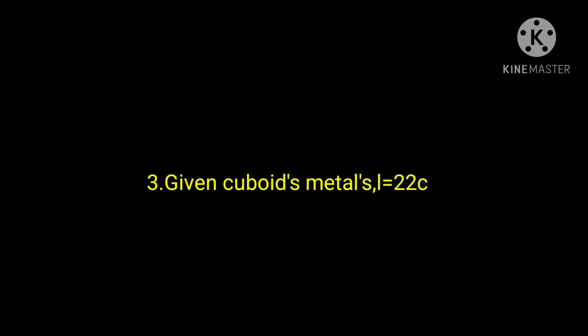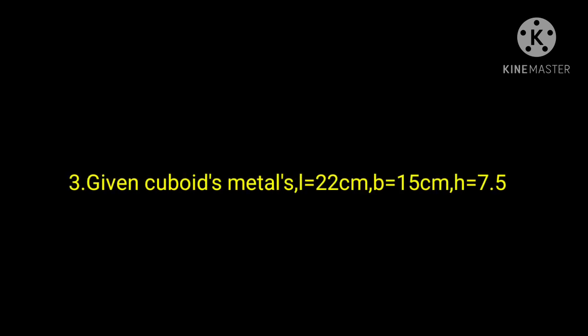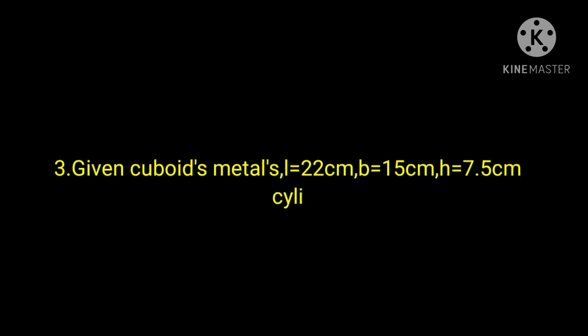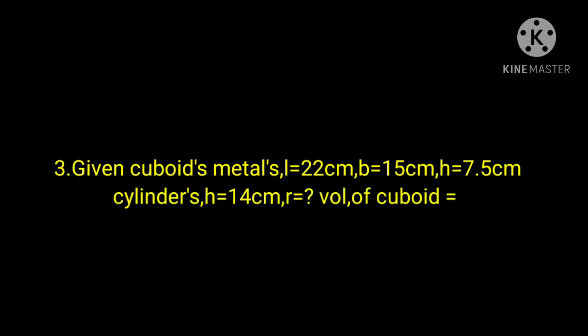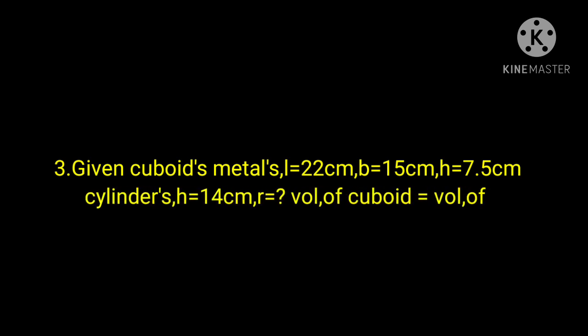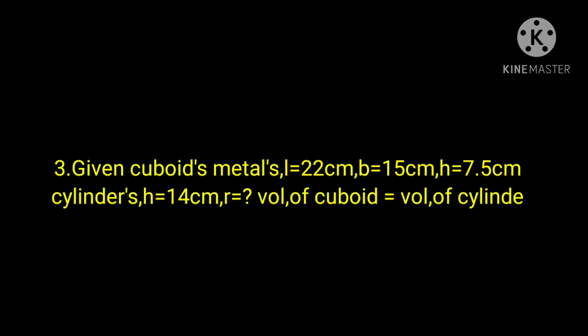Next question, students, that is the third question. Given a cuboid of metal, length is given 22 centimeters and breadth is given 15 centimeters and height is also given, that is 7.5 centimeters. Then we have to find the cylinder's height. The cuboid's dimensions are given, then the cylinder's height is given 14 centimeters. Then we have to find the radius of the cylinder.